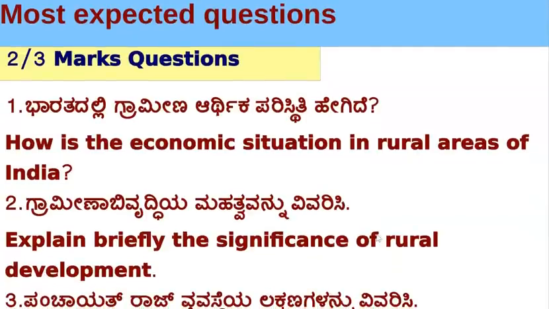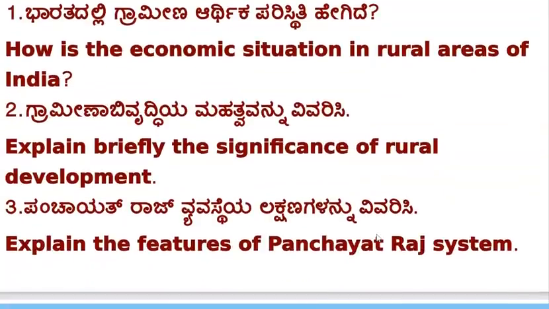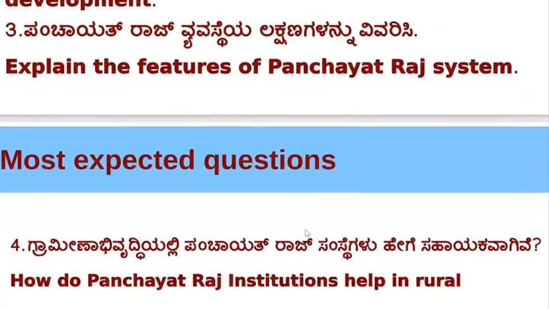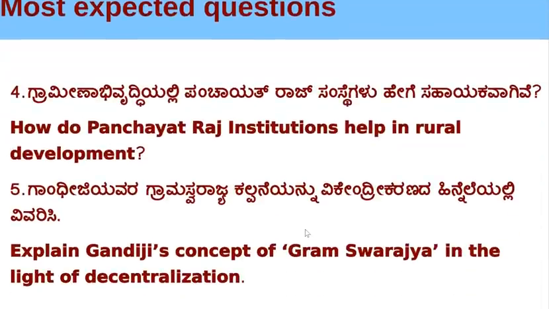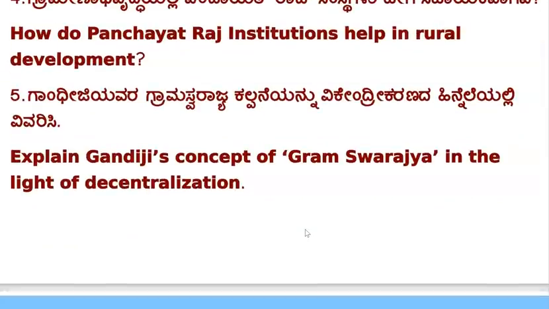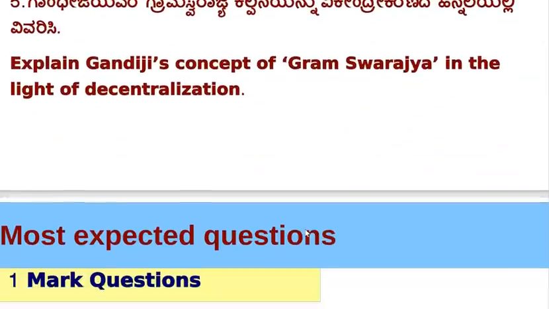The important, most expected questions from this chapter. How is the economic situation in rural areas of India? Explain briefly the significance of rural development. Explain the features of Panchayat Raj system. How do Panchayat Raj institutions help in rural development? Explain Gandhiji's concept of Gram Swarajya in the light of decentralization.